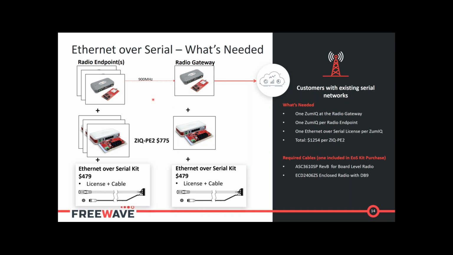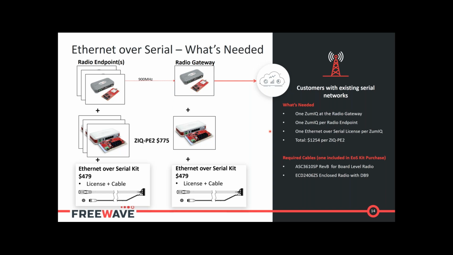You'll see on the right-hand slide here that we've got two different variants of cable, one for the board level radios and one for the enclosed radios with the DB9 connector. So we think this is a pretty significant value to extend the life of your network and add that Ethernet and edge compute capability to your existing infrastructure.